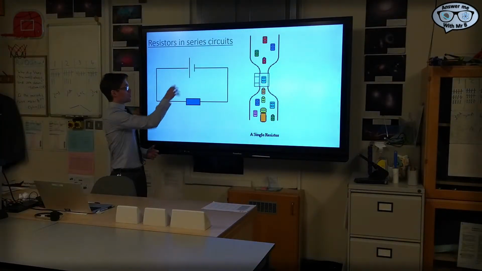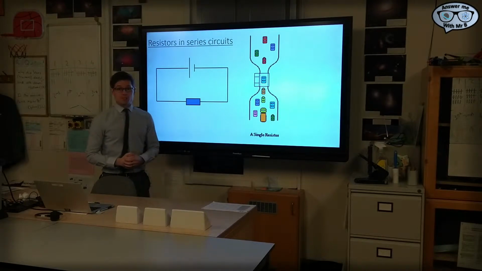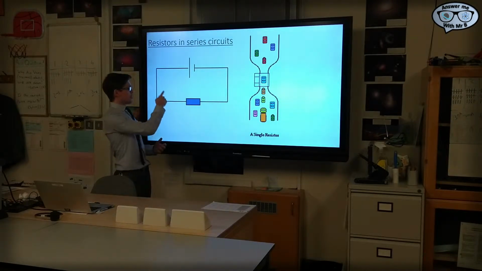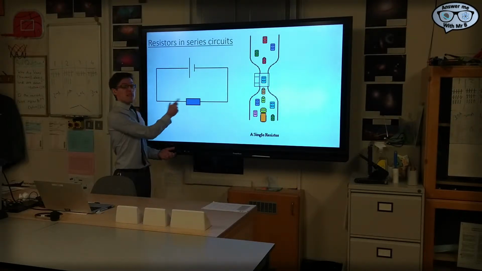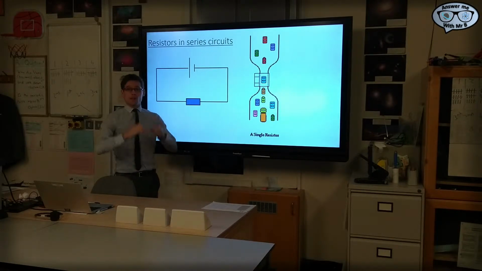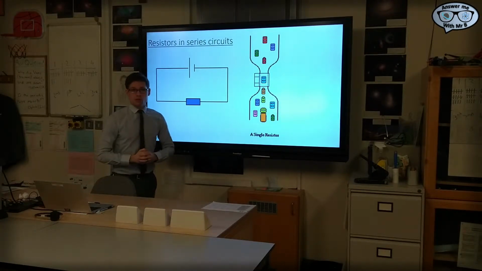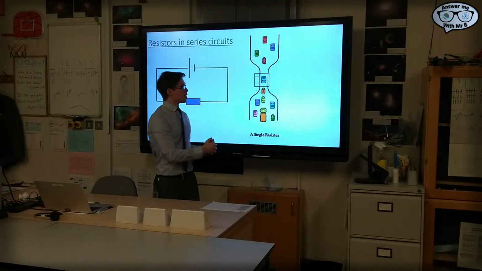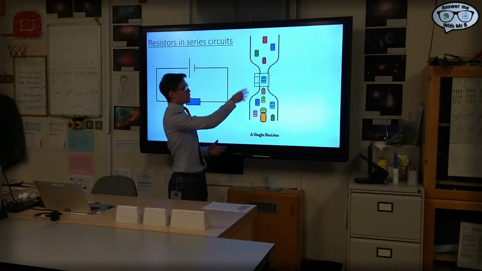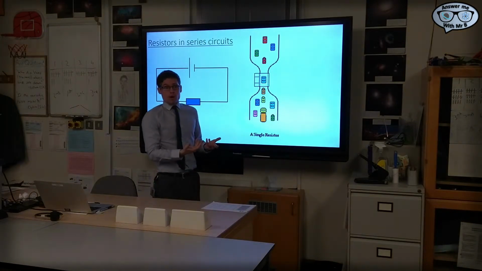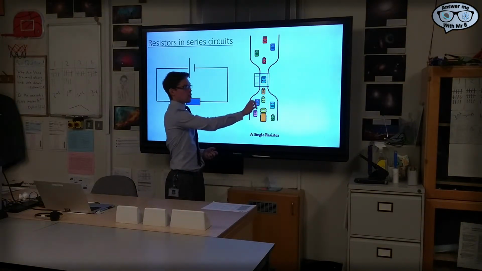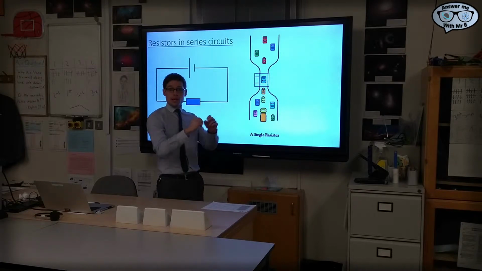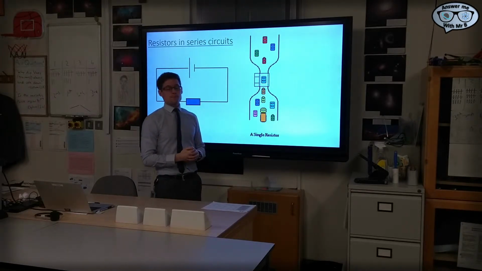So here we have a circuit that has got one resistor, and current's flowing through that circuit, and that resistor is opposing the flow of electrons through those wires. An analogy would be over here. So here you have a road network, a motorway, which is like the wire, and then the traffic, the cars and the lorries, would be like the electrons flowing through that wire.